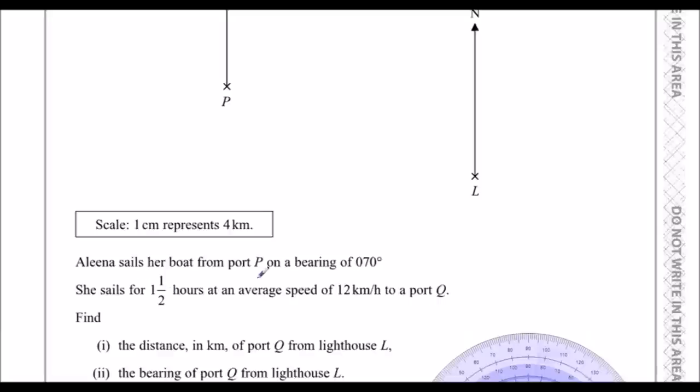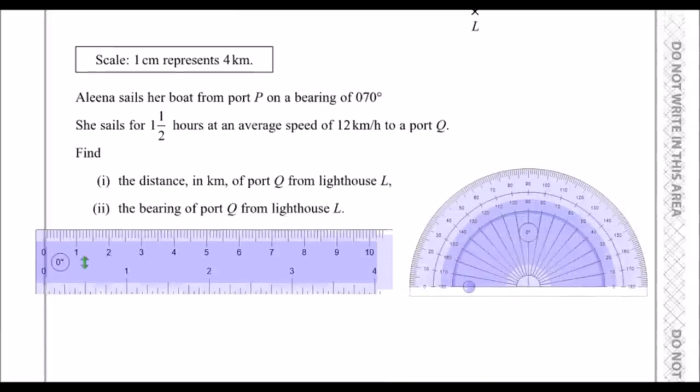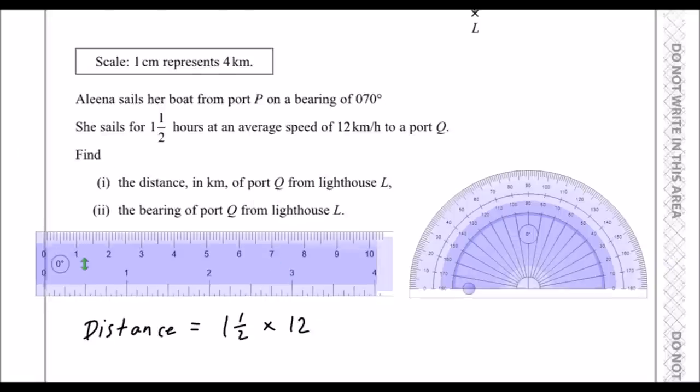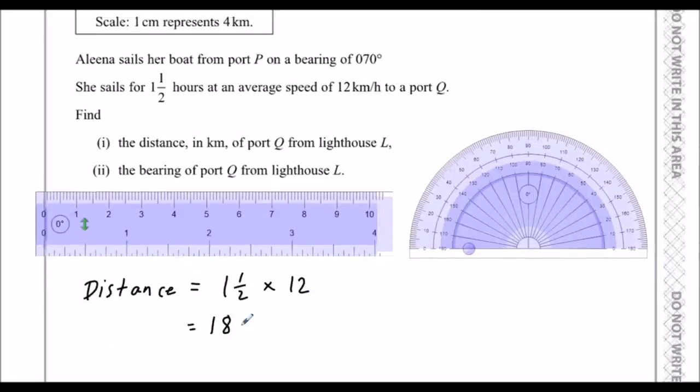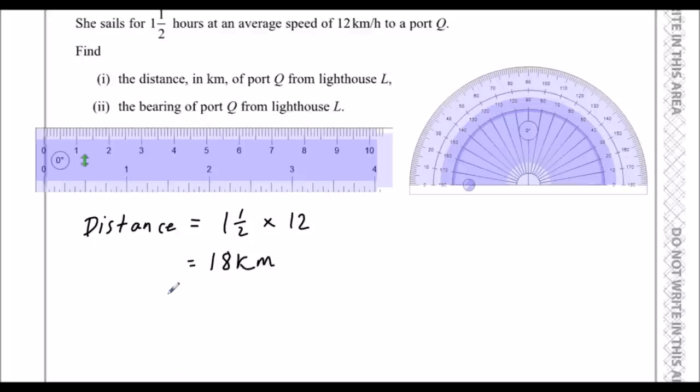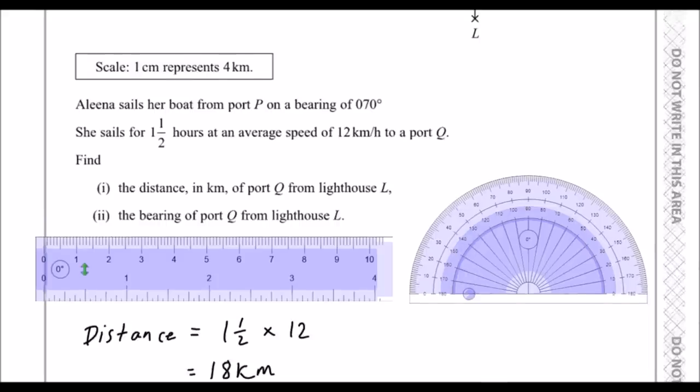So she sails for 1.5 hours, 12 kilometers per hour. So for distance, we can do speed times time. So distance is going to be 1.5 times 12. Half of 12 is 6, so 1.5 12s are 18. So 18 kilometers, and 1 centimeter is 4 kilometers. So how many centimeters is that? 18 divided by 4, which is 9 over 2, or 4.5. So we need to draw 4.5 centimeters on a bearing of 70 degrees.